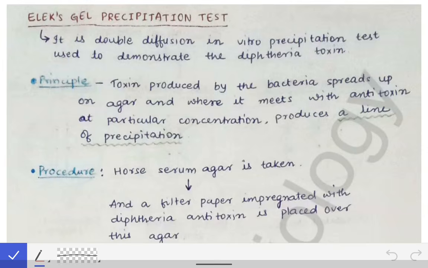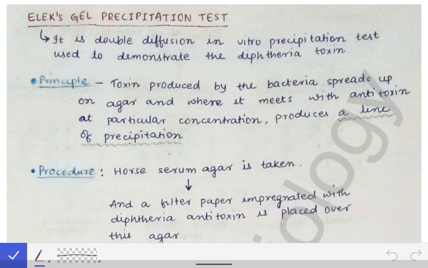Now we will talk about one very important question related to the Corynebacterium diphtheriae, very often asked in university exams. So I am going to cover this in a separate video, in this video. It is the Elek precipitation test, which is a test for detecting the toxin of the diphtheria, that is called the diphtheria toxin.